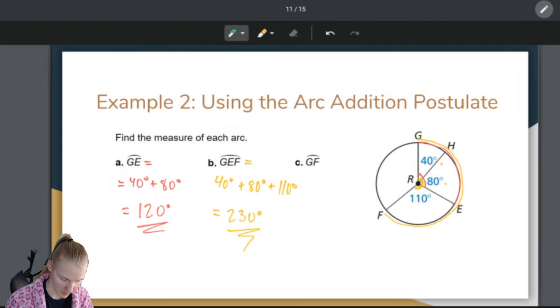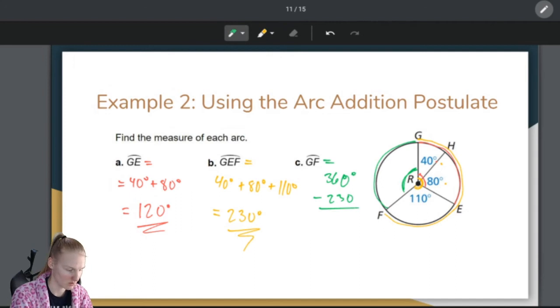Wonderful. Color coding again. GF. GF is this one, and that is this angle we're going to be looking at. So that's just 360 degrees minus the yellow one, because the yellow one is everything else. So that's just 360 minus 230, which is 130 degrees.